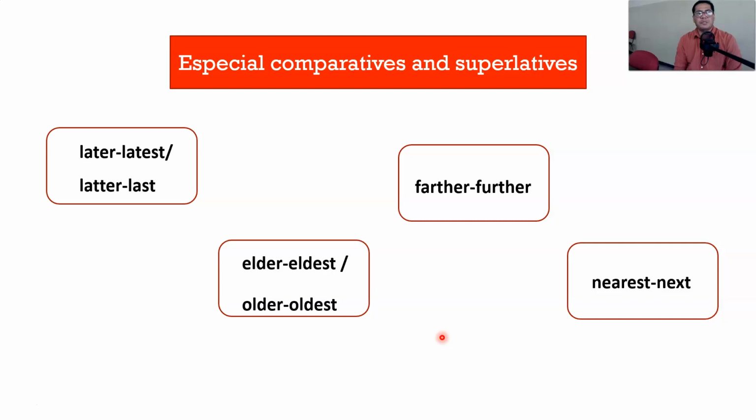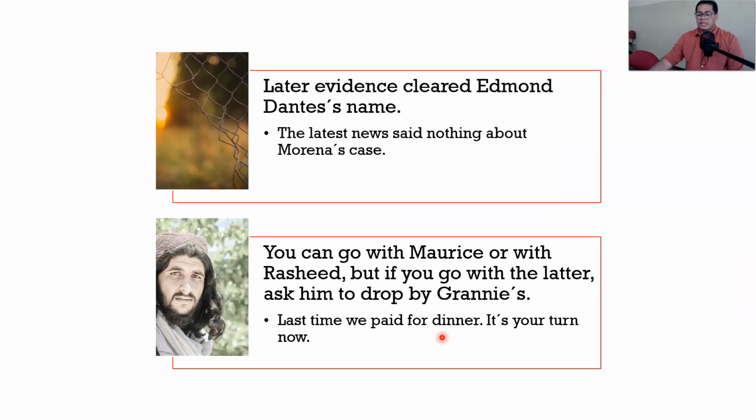Now I want to talk to you about some special cases. We have the case for later and latest, latter and last, elder and eldest, older and oldest, farther and further, nearest and next. Now, let's talk about later and latest, and last and latter. When I talk about later and latest, that refers to time. They are adjectives that refer to time, and latter and last, they refer to position, to location, we could say.